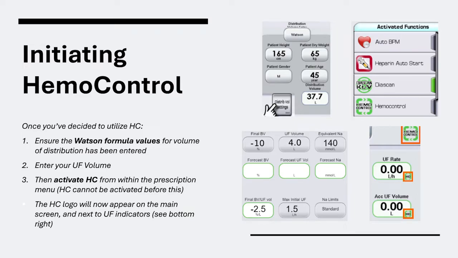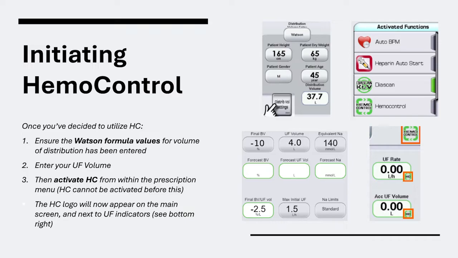Okay, so you've decided to utilize HemoControl for your particular patient. Now we just need to initiate it within the machine. First things first, we need to ensure that the Watson formula values for volume of distribution have been entered. This is going to be under your prescription screen and then distribution of volume settings. There's a variety of different calculations that can be done here, but our unit uses the Watson formula, whereby you enter the patient's height, dry weight, gender, and age, and it determines the distribution of volume within the patient's body.